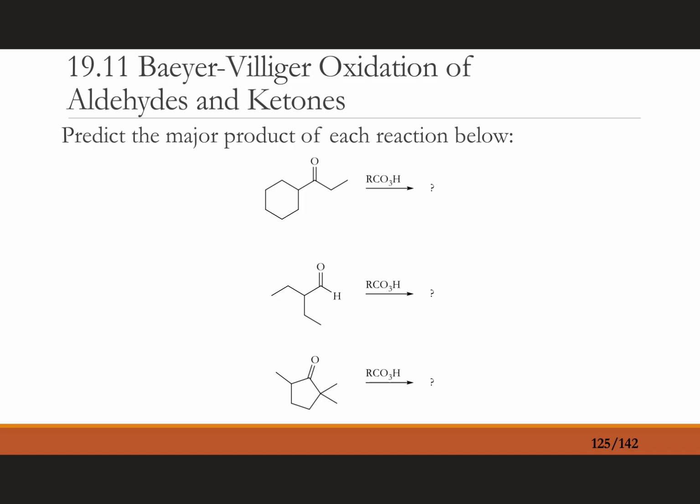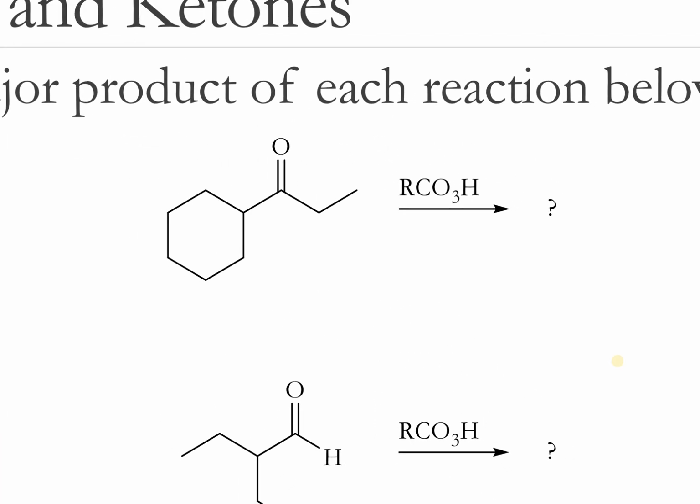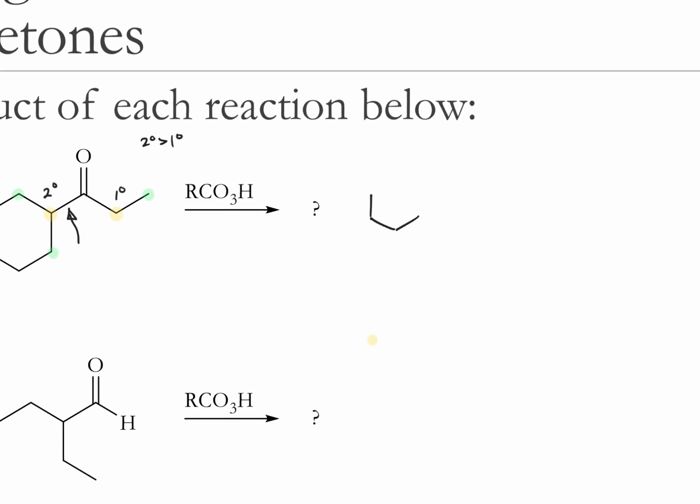All right, so predict the major product of each reaction below. This will be for the Baeyer-Villiger oxidation. We've got this oxygen versus that oxygen. We've got one other carbon versus two other carbons. So we're going to say this is secondary, that's primary, and secondary is greater than primary. And so the oxygen is going to go in between there. So your major product would be that.